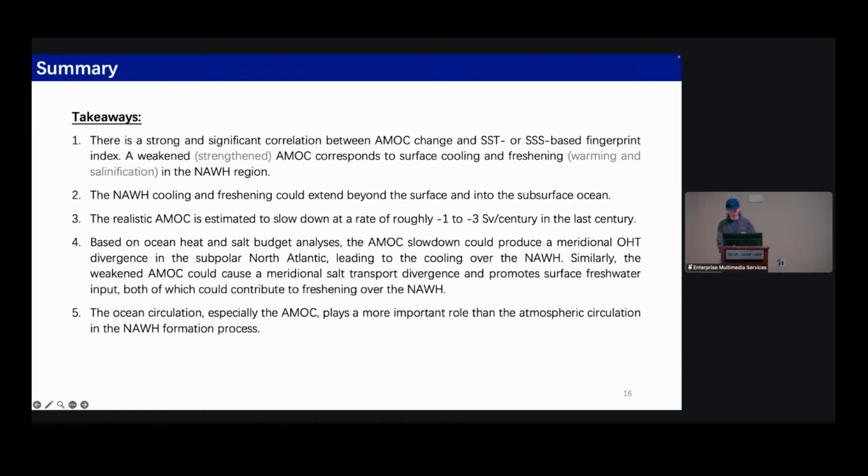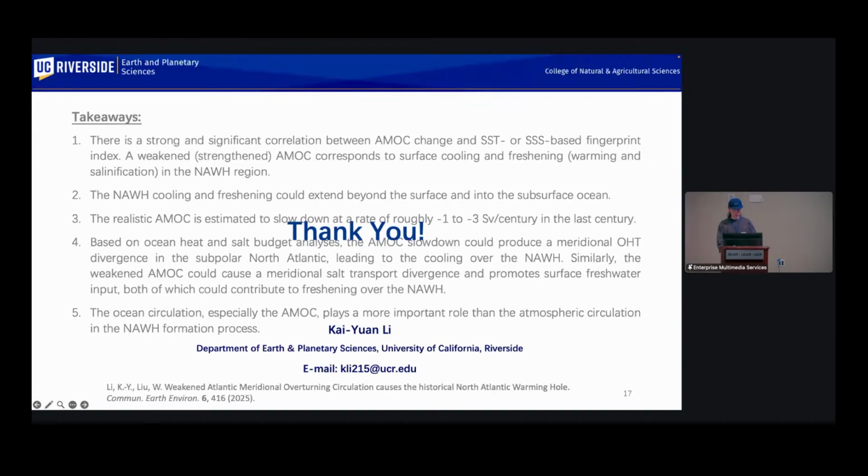And similarly, the weakened AMOC could cause meridional salt transport divergence and promote the surface freshwater input, and both of which could contribute to the freshening over the warming hole. And finally, the ocean circulation, especially the AMOC, plays a more important role than the atmospheric circulation in the warming hole formation process.